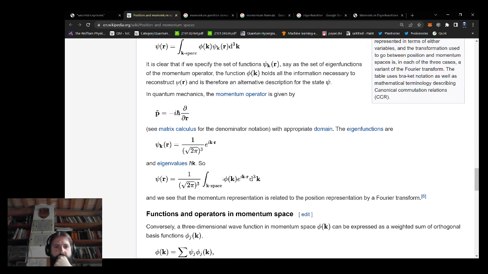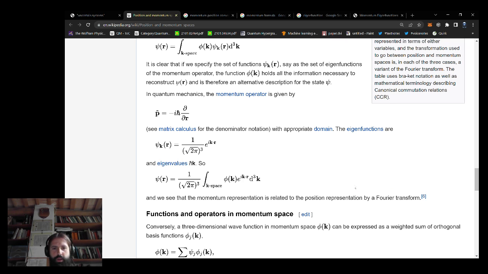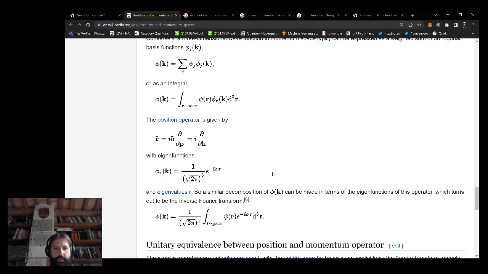But then how do you put things together? So then you're saying, okay, so these are the eigenvalues. Okay, but you then still have these. How do you plug in, how do you, and we see that the momentum representation is related to the position representation by a Fourier transform. No, really? With eigenfunctions.